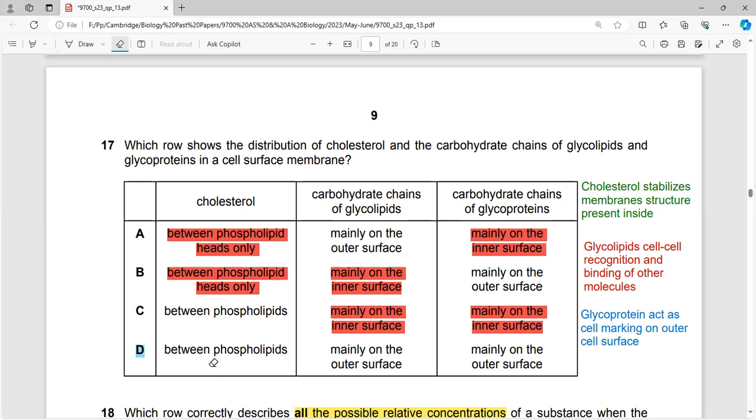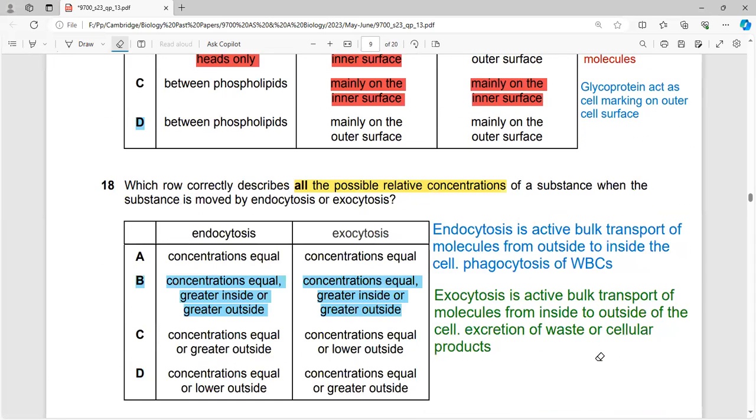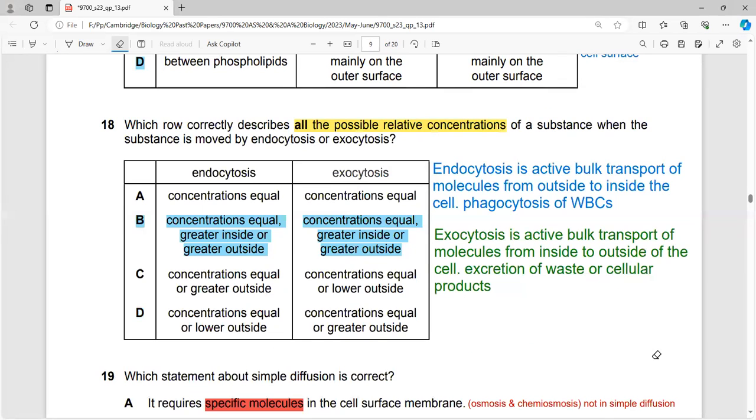So cholesterol is present inside of the membrane, and glycoprotein, a carbohydrate with the protein, is mainly present on the outer surface. So these are the correct options. We're going to proceed to question number 18.